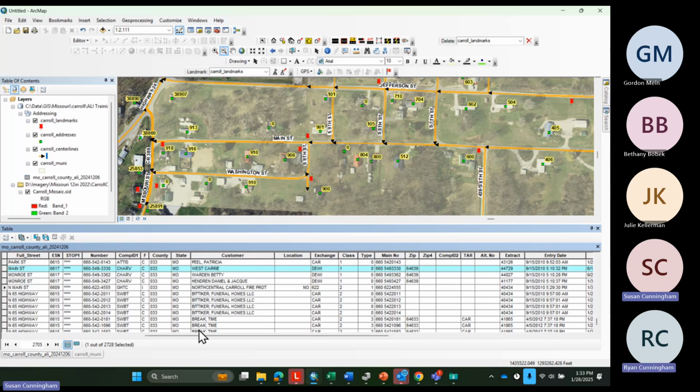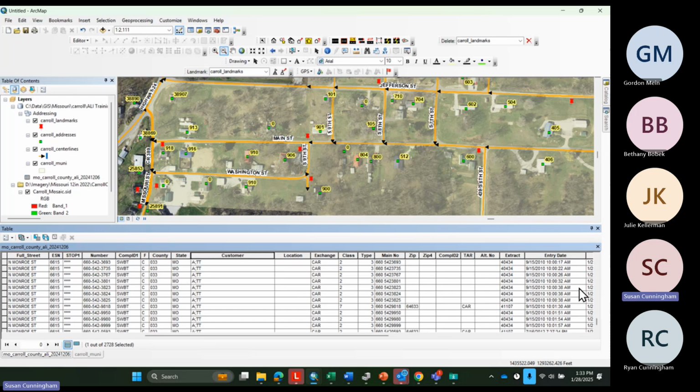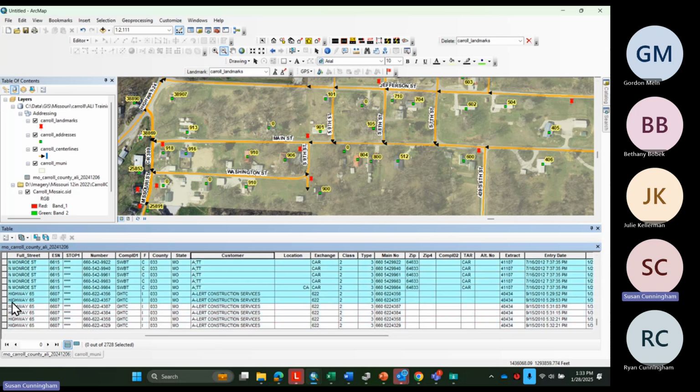I want to find something and show you something else that frequently comes up in here. Funeral homes often have a whole bunch of phone numbers, and those are these telcos. See these AT&Ts? Look at all these.